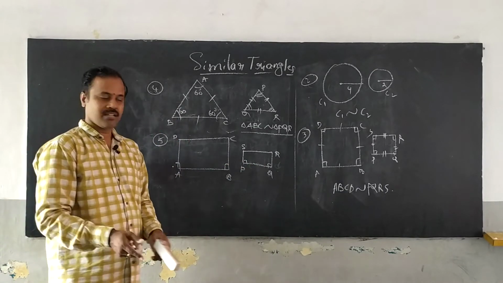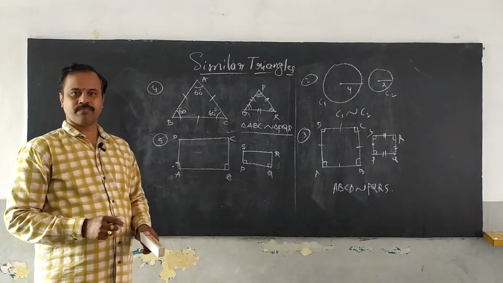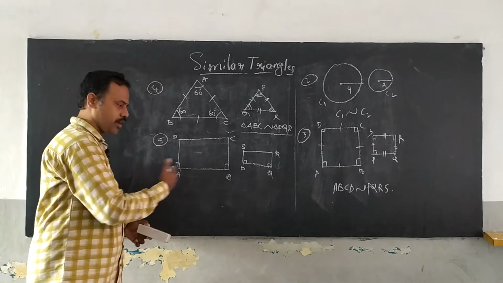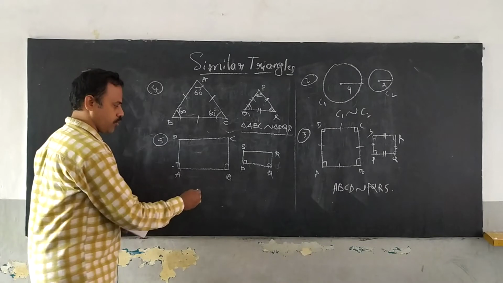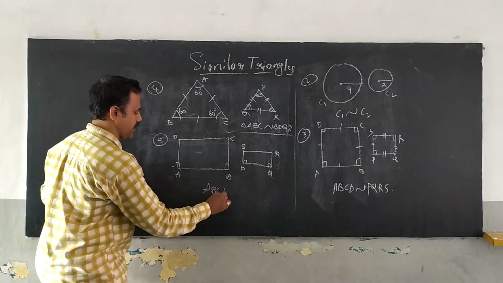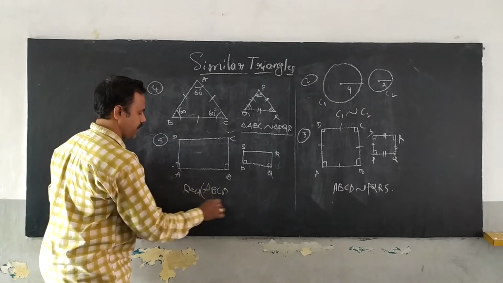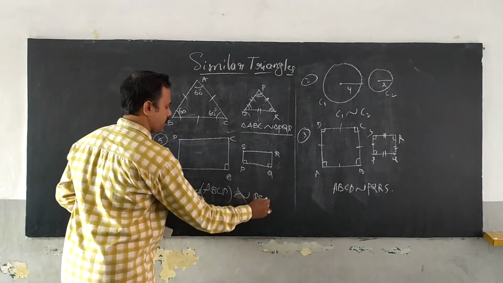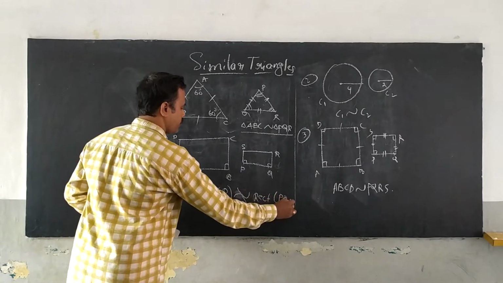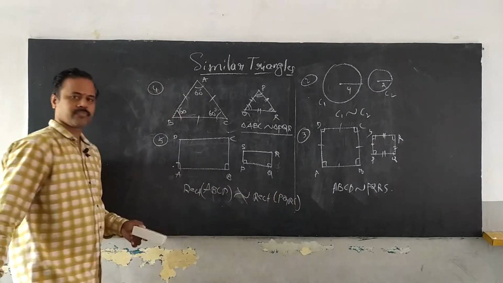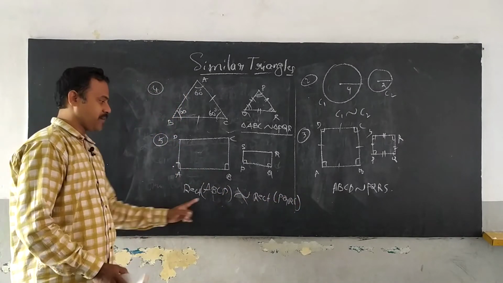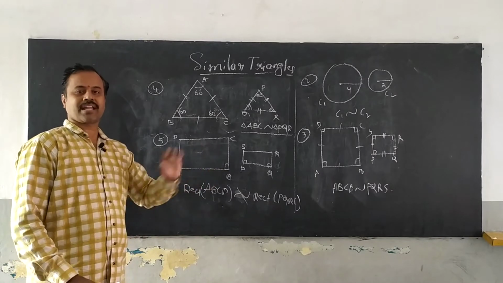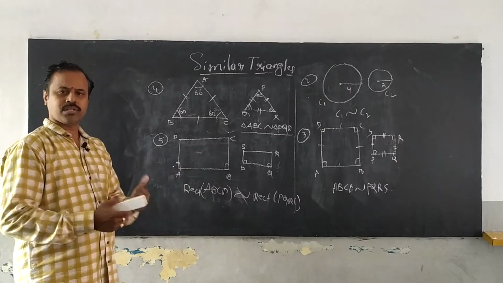Okay, but what is there? They are not similar. Why? Why are they not similar? You have to know. You write: rectangle ABCD is not similar to rectangle PQRS. Is that clear? Rectangle ABCD is not similar to rectangle PQRS. Why? What is the reason?